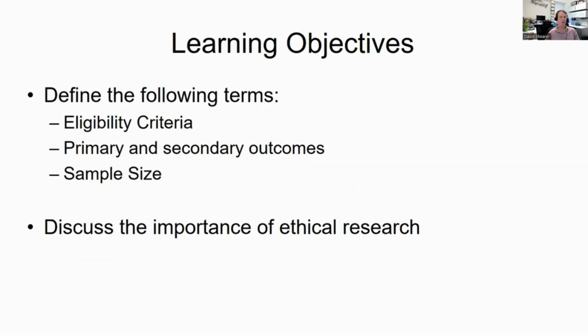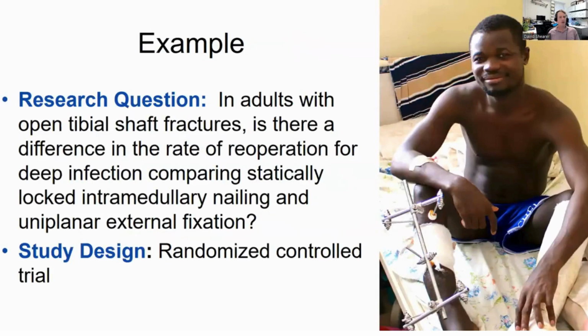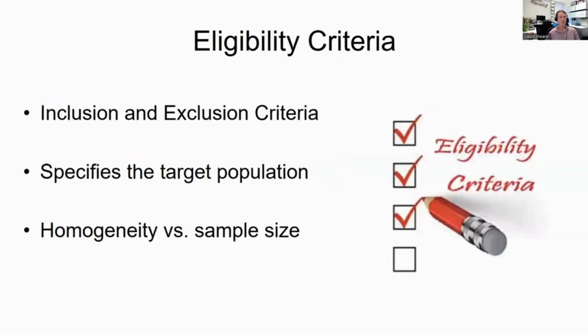And then we're going to discuss something a bit about the ethics of research and the importance of conducting responsible conduct of research. So we're going to continue along with the same example that we have been using, which is this randomized trial comparing intramedullary nailing and external fixation for open tibia fractures.